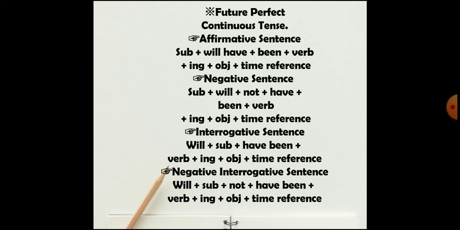Now I am going to convert this sentence into a negative sentence. He will not have been playing football since morning. For the interrogative sentence: will he have been playing football since morning? For the negative interrogative sentence: will he not have been playing football since morning?